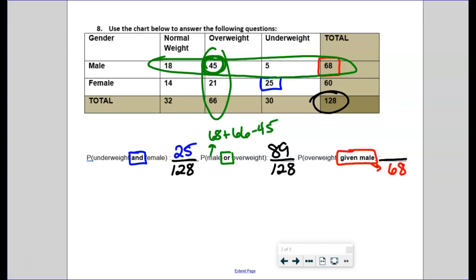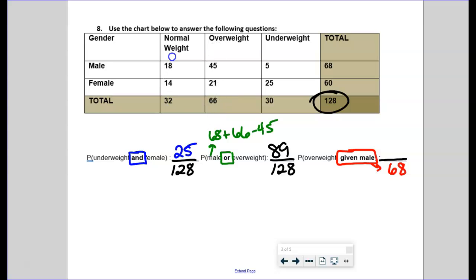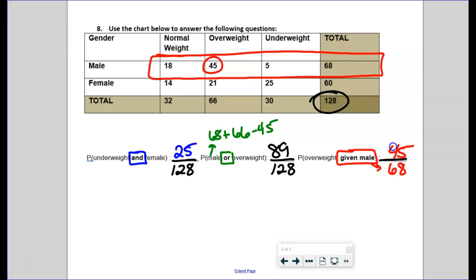For the given male question, now you're only allowed to look at the data from the males part of the chart. So you're only allowed to look right here. So out of that data, what's the probability that someone is overweight? That would be 45 out of the 68. And again, try math enter every time. Make sure it doesn't reduce. Of course, I'll take decimal answers, but fractions are cleaner.